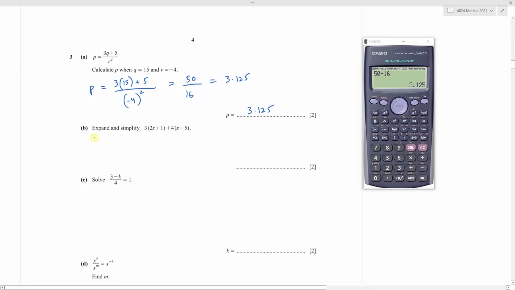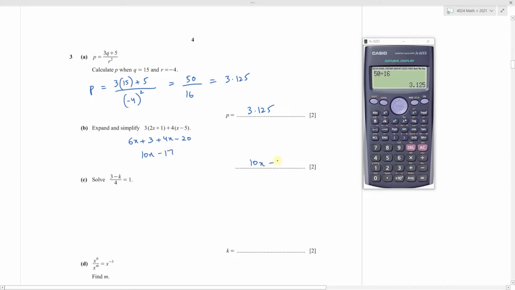Expand and simplify. So I'll multiply this 3 here. So this will become 6x plus 3. Multiply 4 in this bracket, 4x, and this will be minus 20. 6x plus 4x is 10x. Minus 20 plus 3 is minus 17. So 10x minus 17.